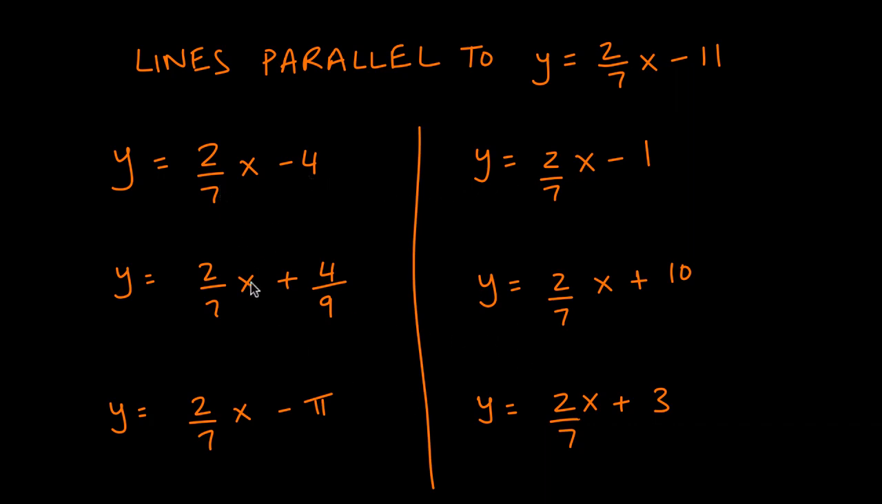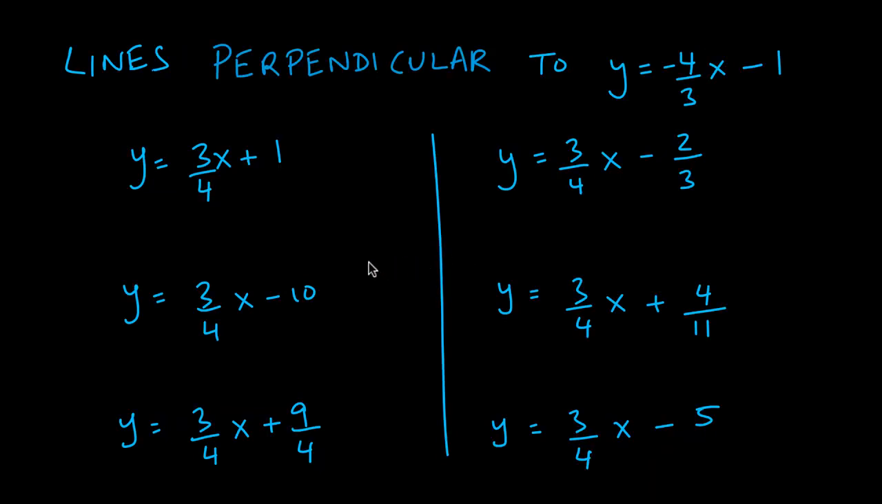This line is parallel to this one because they have the same slope. This line is parallel to this one because they have the same slope. So again, it's not just that two lines are parallel. Any lines that are parallel to each other must have the same slope. Lines that are perpendicular to each other need to have negative inverse slopes of each other.